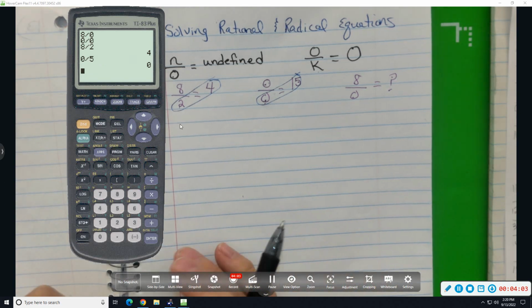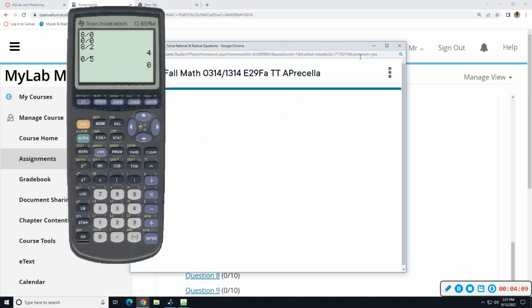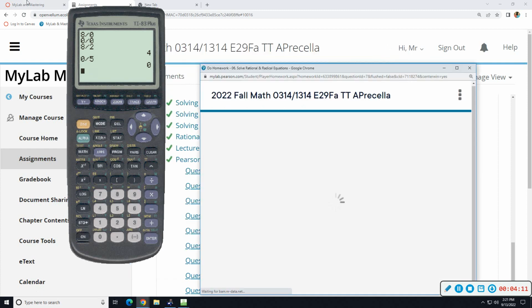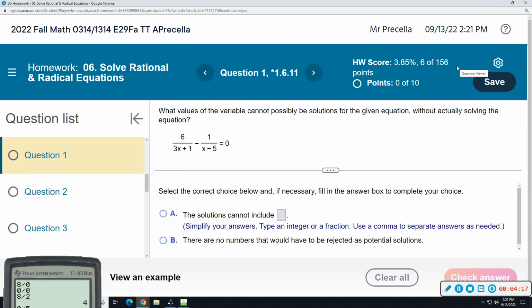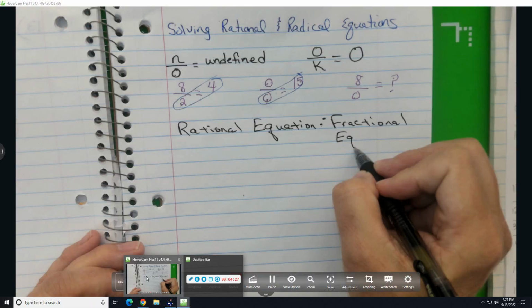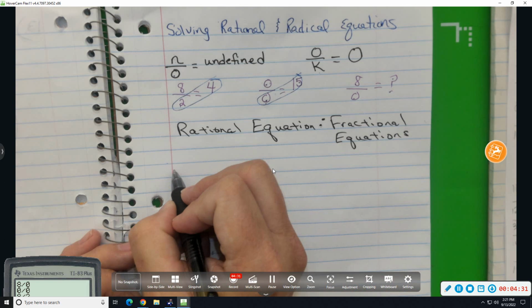If we look at number 1, they're giving you some fractional equations. I said that a rational equation, rational is just another way of saying fraction. So a rational equation is the same thing as a fractional equation. Let me write. I was pulling up the problem. So I want to see the problems. Let's see. So looking at number 1.